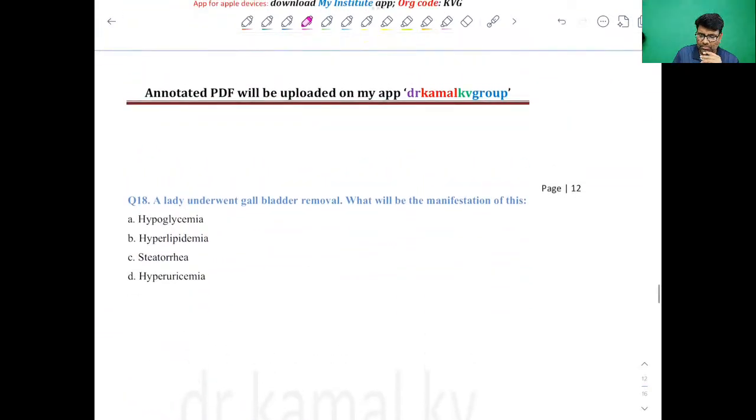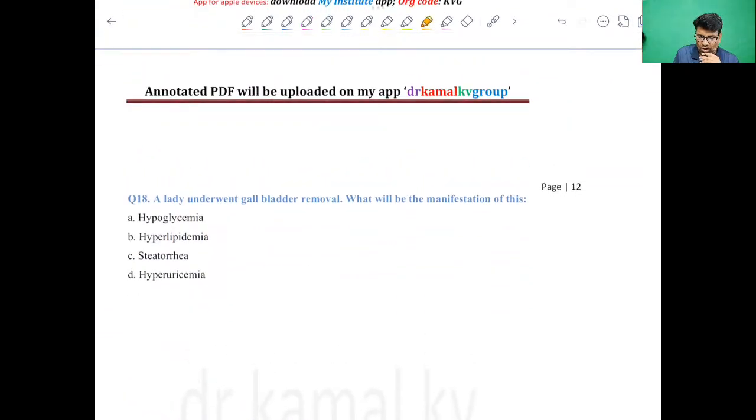Then moving forward, a lady underwent gall bladder removal. So cholecystectomy was done. Now what can be the manifestation of this? What is going to happen if the gallbladder is removed after surgery? What problem will the patient face when the gallbladder is removed? And we know that mostly it is because of gallstones. So anyone? Yes, what can be the clinical manifestation?